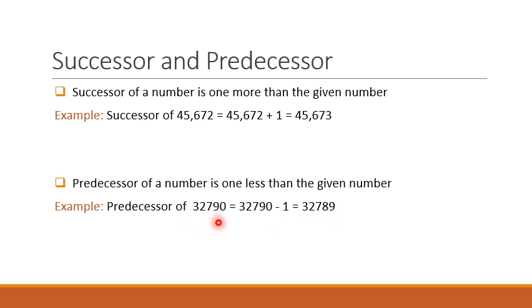So in this way, we can find the successor and predecessor of given number by adding 1 or by subtracting 1 from the given number.